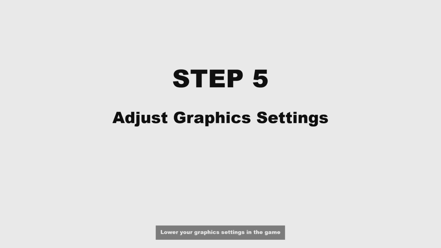Step 5. Adjust graphics settings. Lower your graphics settings in the game options. Reducing settings like texture quality, shadows, and reflections can help improve performance and reduce the likelihood of crashing.